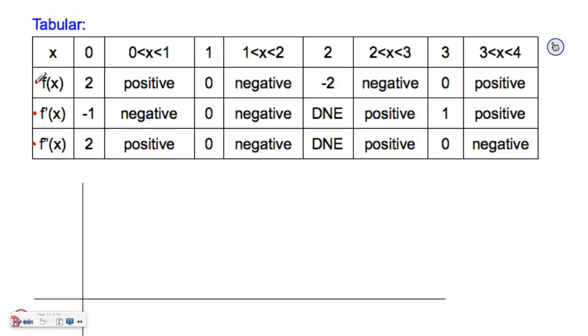On your packet, page 7, there's a really similar one to this. Not identical, but page 7. If you're stuck on that one, look here.